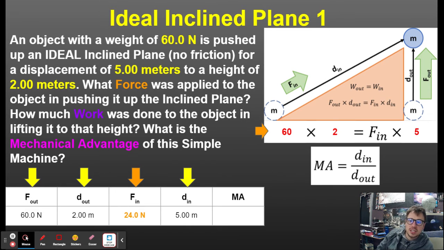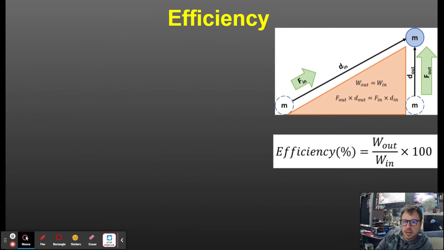So to lift a 60 newton object up 2 meters, I only had to apply 24 newtons. However, I did have to apply it for a longer distance. Now I can calculate the mechanical advantage. Well, I take the input distance, which pushing it up is 5, divided by the height, which is 2.5. That's basically how much this machine is multiplying my force.